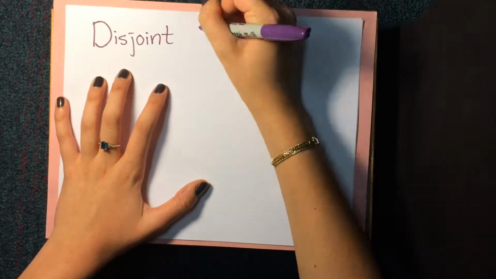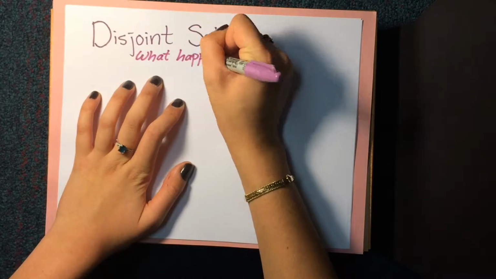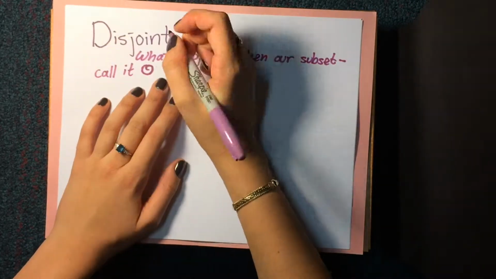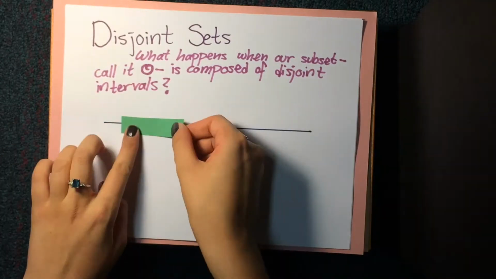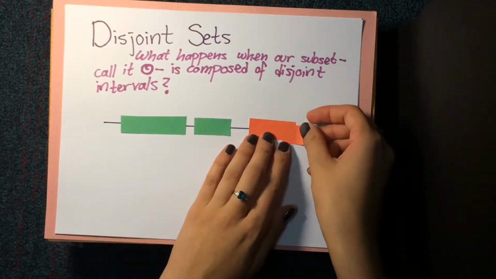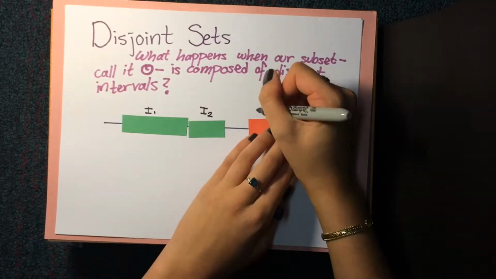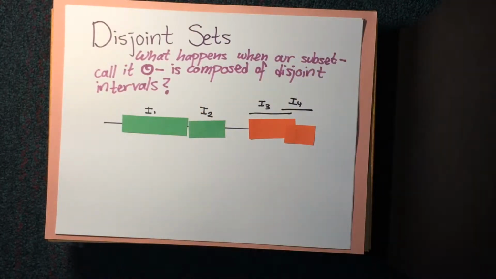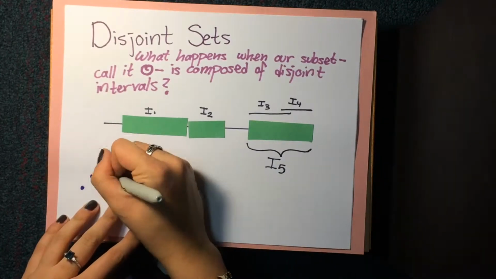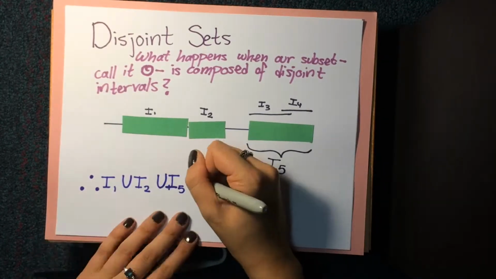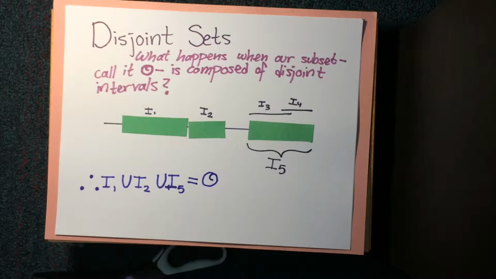So now let's look at some completely disjoint sets. What happens when our open subset O is composed of disjoint intervals? Well, let's say O contains I sub 1, I sub 2, I sub 3, and I sub 4. I sub 3 and I sub 4 overlap, meaning they are not disjoint. Intuitively, we can combine them to make one interval that is disjoint from the rest of the set, and we'll call that I sub 5. Therefore, I sub 1 union I sub 2 union I sub 5 is equal to O, our open subset, and we can measure the subset of intervals.